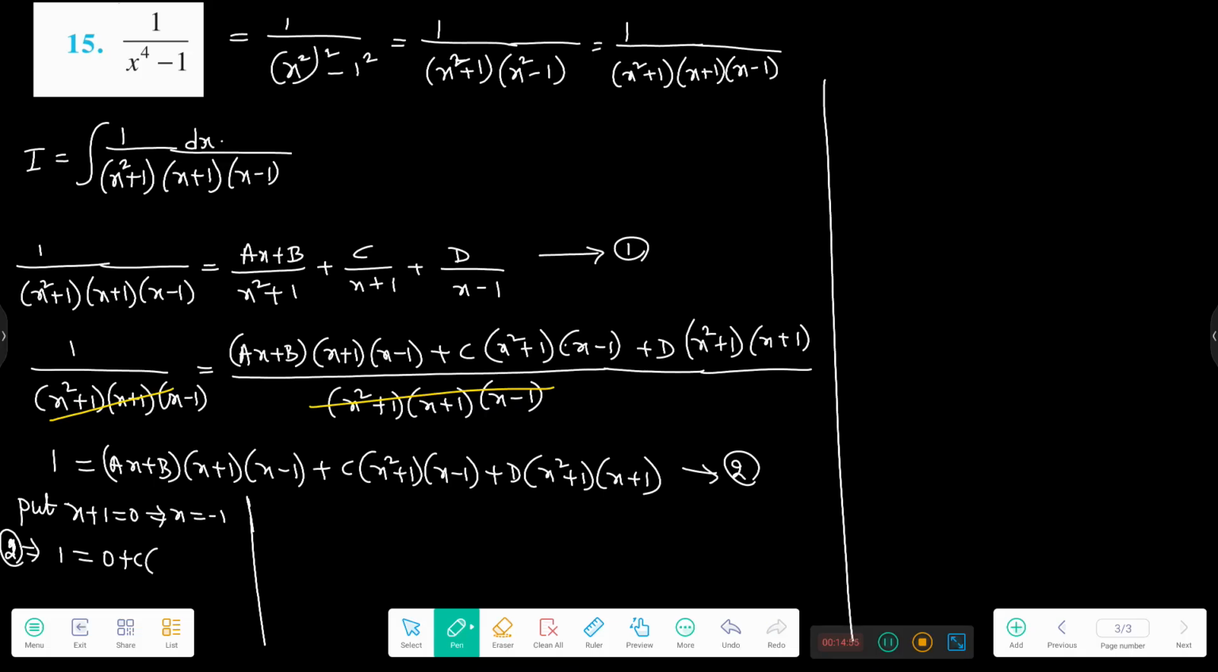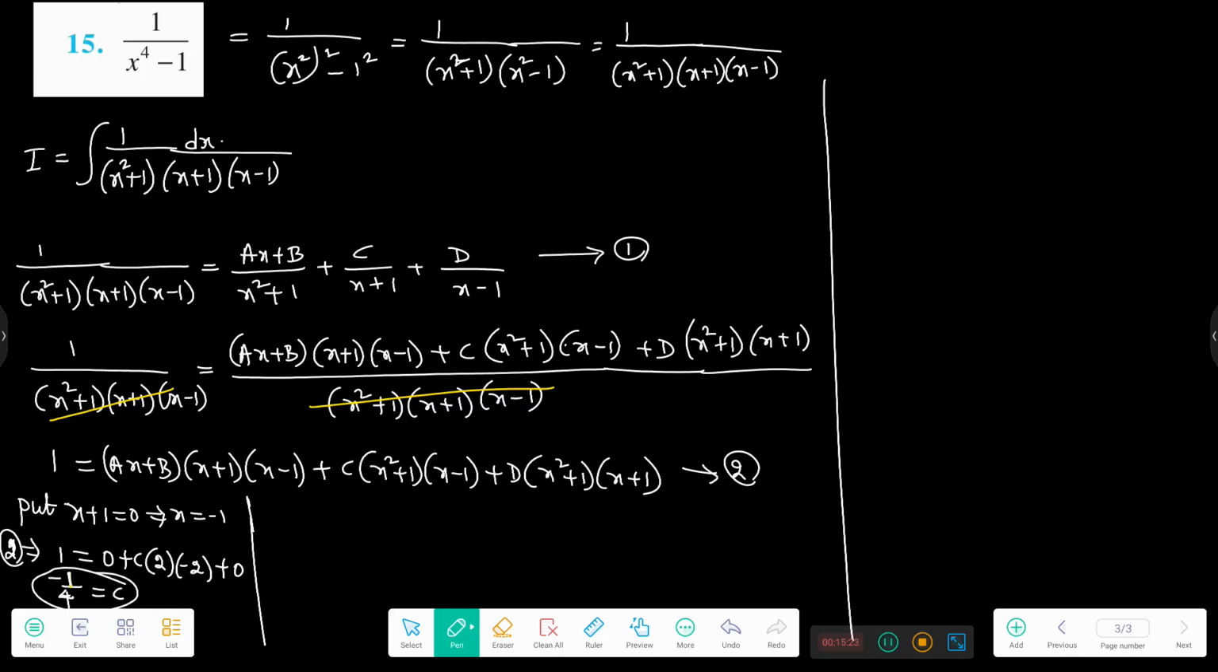Then in the C term place, if I am giving x value minus 1, minus 1 squared will be plus 1, plus 1 plus 1, plus 2. And here minus 1, minus 2. So that is minus 2, and the D term also will be 0. So that minus 4, when you send it opposite, it will be multiplied by minus 4. So when you bring it opposite, 1 by 4. Minus 1 by 4 equal to C. So C value is minus 1 by 4.